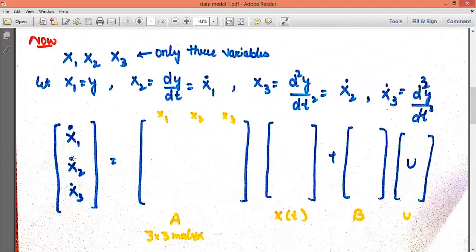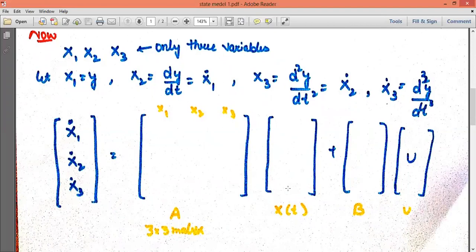Here we have taken the variables. This is the A matrix, this is x of t, this is the B matrix and this is u. This is the column for x1, x2 and x3, and this is for x1, x2, x3 of the x of t matrix. So here we are going to represent the variables. Now how do we do this?